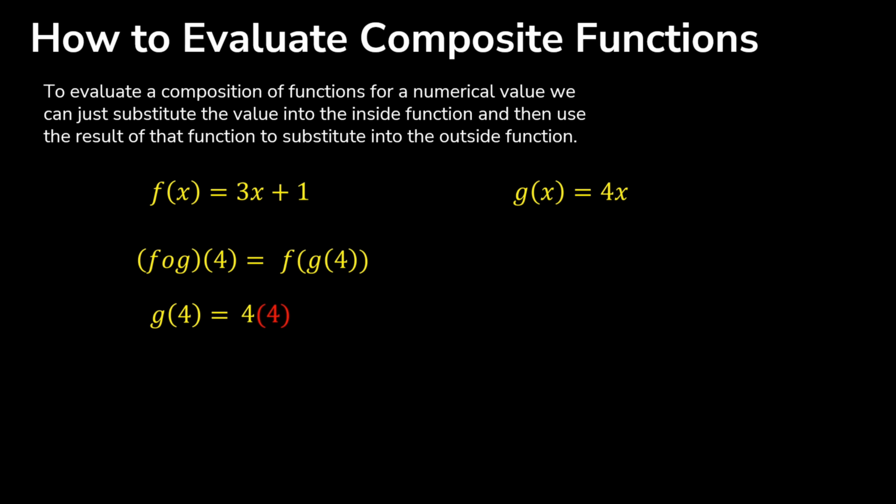So you have 4 times 4, which is 16. Then use the result, which is 16, to substitute it inside f. So f of 16 is found by substituting inside f: 3 times 16 plus 1, which means that f of g of 4 equals 49.